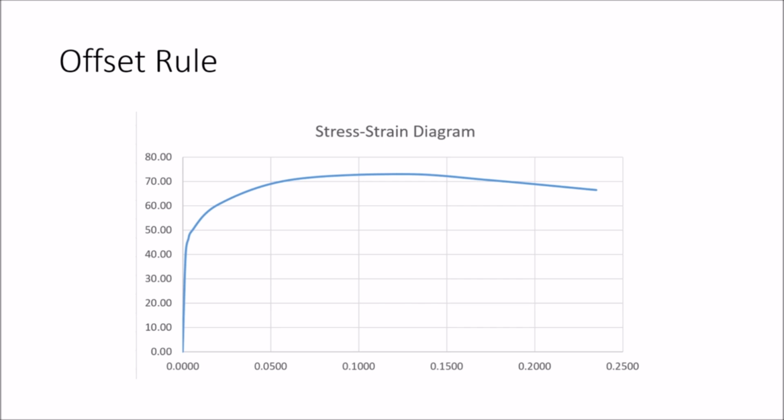Therefore, our yield stress would be about here. A good point about finding this yield stress is that we can, of course, know when that ductile material has been plastically deformed.